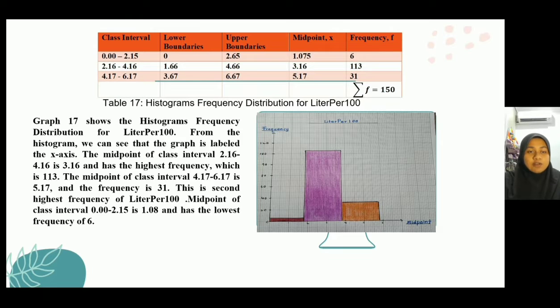Next is the first graph, table 17, histogram frequency distribution for liter per 100. From the histogram, we can see the graph is labeled on the x-axis. The mid point of class interval 2.1 until 4.1 is 3.1 and has the highest frequency, which is 113. The mid point of class interval 4.17 until 6.17 is 5.17 and the frequency is 31. This is the second highest frequency of liter per 100. The mid point of class interval 0.00 until 2.15 is 1.08 and has the lowest frequency.